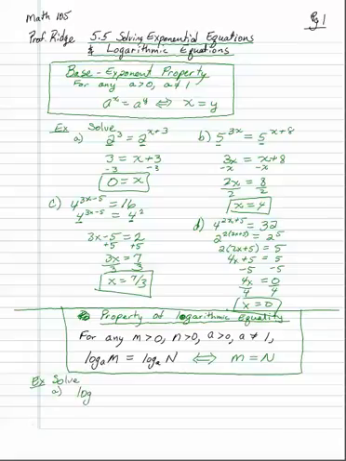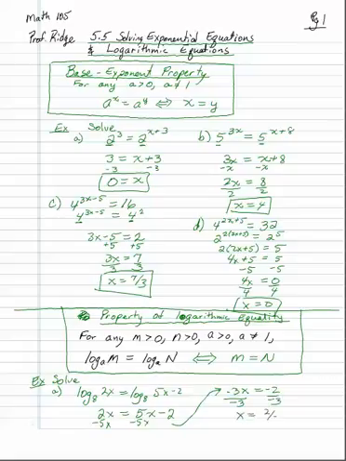if we have log base 8 of 2x equals log base 8 of 5x minus 2, since they're both log base 8, the only way these can be equal to each other is if the numbers inside are equal to each other. So we drop the logs and just write that the numbers inside are equal to each other. And then you solve that. So subtract 5x. So we get negative 3x equals negative 2. So x equals 2/3.